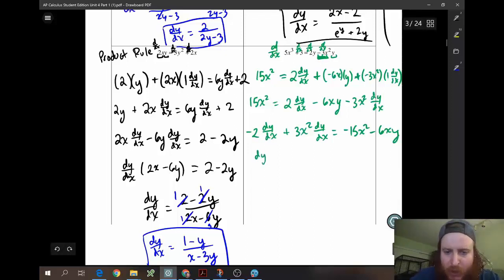Now we can factor out our dy dx. That gives us negative 2 plus 3x squared, and we may even change this to be 3x squared minus 2, just like reverse the order, equals negative 15x squared minus 6xy.